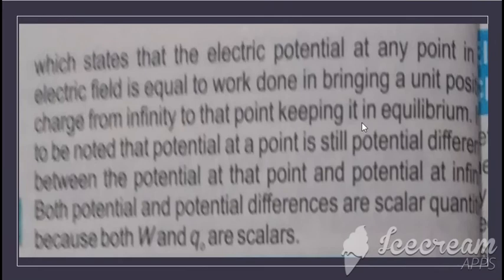It is to be noted that the potential at a point is still the potential difference between the potential at that point and the potential at infinity. At point B, we measure the potential. Actually, this is the potential difference between the 2 points, the potential at infinity and the potential at that point, which is considered B. Both potential and potential differences are scalar quantities. Why are these scalar quantities? Because the difference between them is important.